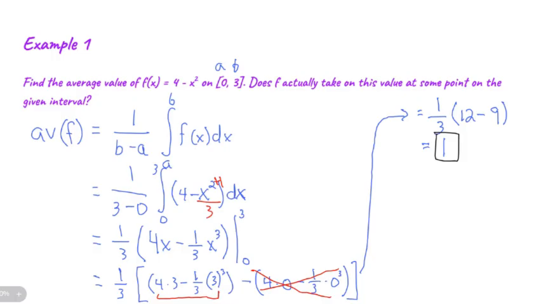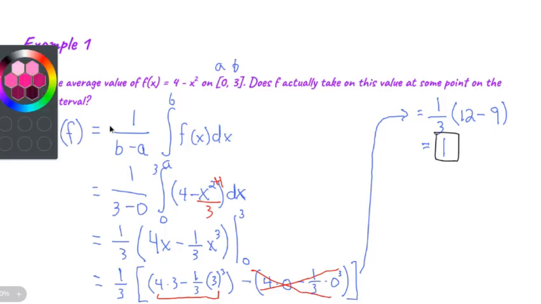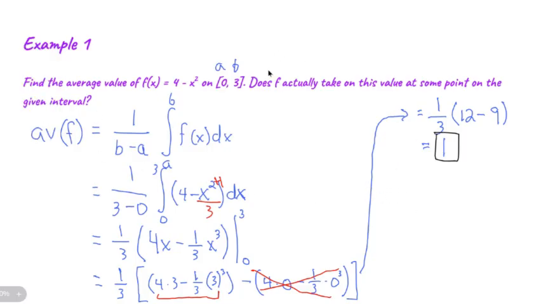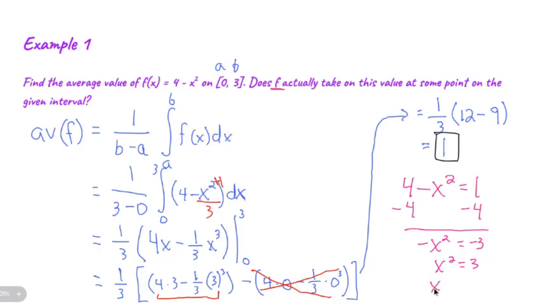Does f actually take on this point? So let me choose a different color. Let's go with pink. All right. So we have, does f take on that value? So we're just simply setting 4 minus x squared equal to 1. We'll go ahead and subtract 4. And this, you're just calling back to the days of algebra 1. Divide out the negative, you got x squared equals 3. And so then we have x equals root 3.